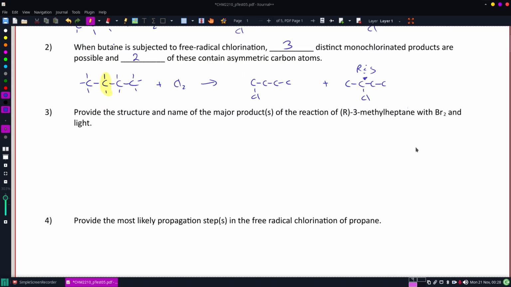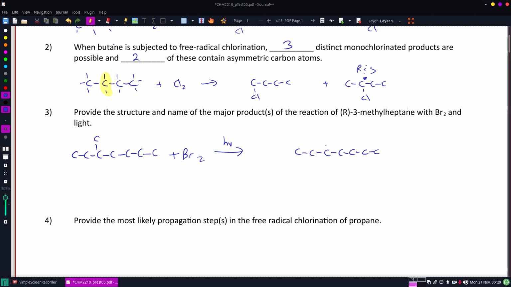Alright, number 3. Provide the structure and the name of the major product when we react 3-methylheptane, carbons 1, 2, 3, 4, 5, 6, 7, with bromine. Oh, and light. Alright, so being that it's bromine, we're going to end up putting that on the most substituted location, so we only get 1 major product in this case.